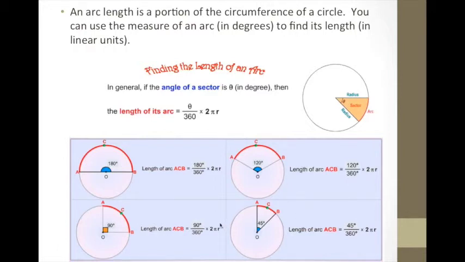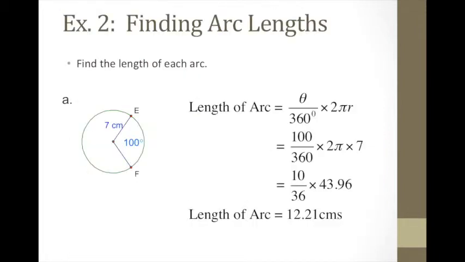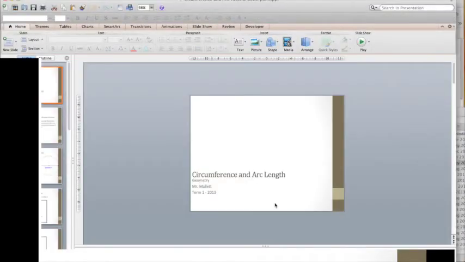Usually you can either write answer equals, or, in this case, length of arc equals 12.21 centimeters. Notice it's not centimeters squared because we're not talking about square units, we are talking about distance. And that's it.